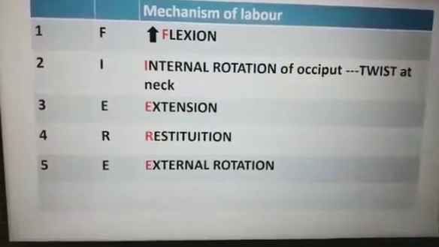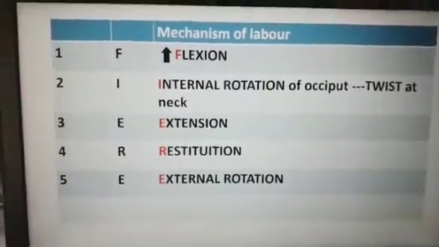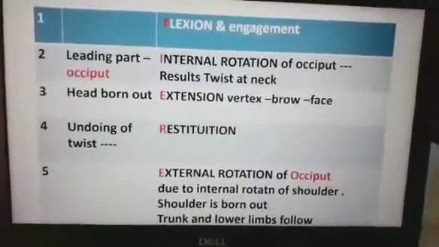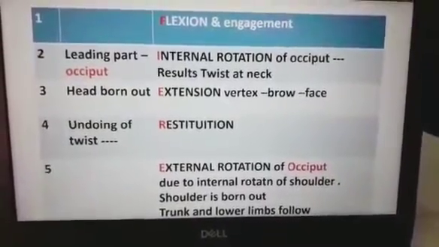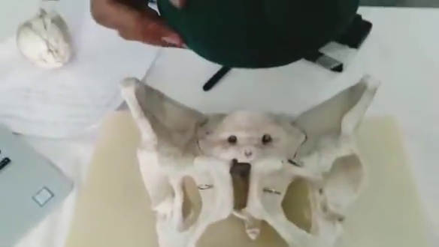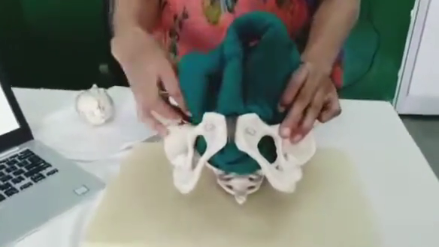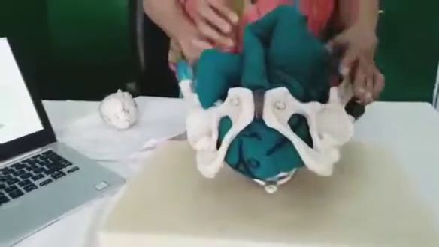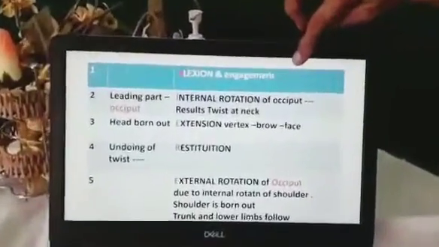Okay. Now let us describe the labor in these cases. Next slide. The leading part in labor is the occiput. This descent of the head is occurring throughout the labor with the increase of flexion. There is engagement of the head. So here there is increase of flexion and engagement of the head.